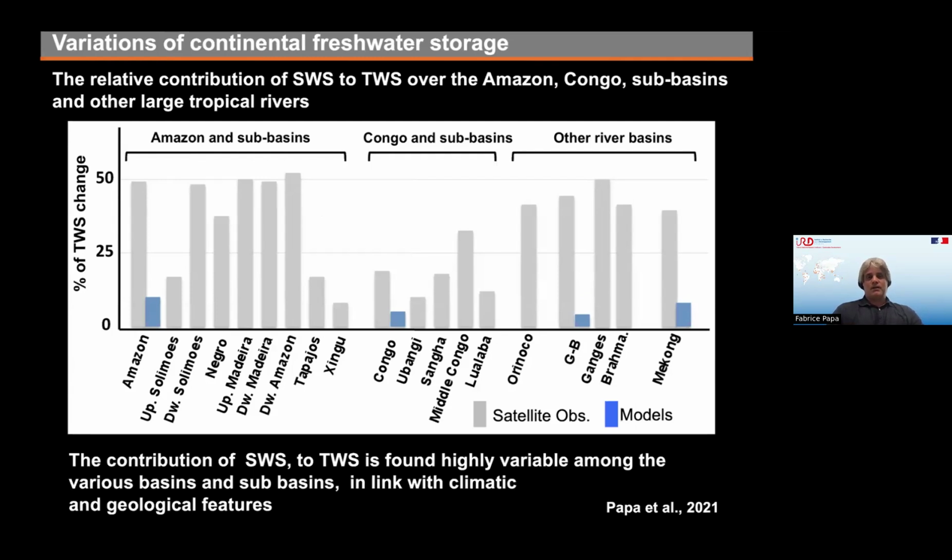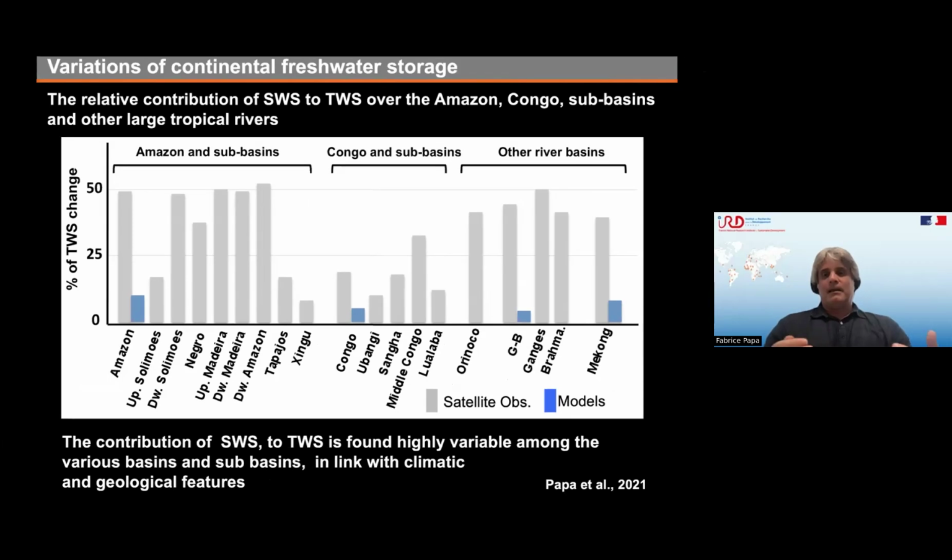So here, this figure shows the relative contribution of surface water storage as compared to the percent of the variation that has been recorded by GRACE. We present some major basins and sub-basins, for instance, over the Amazon. Globally over the Amazon, 50% of the total water storage from GRACE is explained by variation of the surface water storage. And inside the Amazon, in terms of sub-basin, there is a big variability.